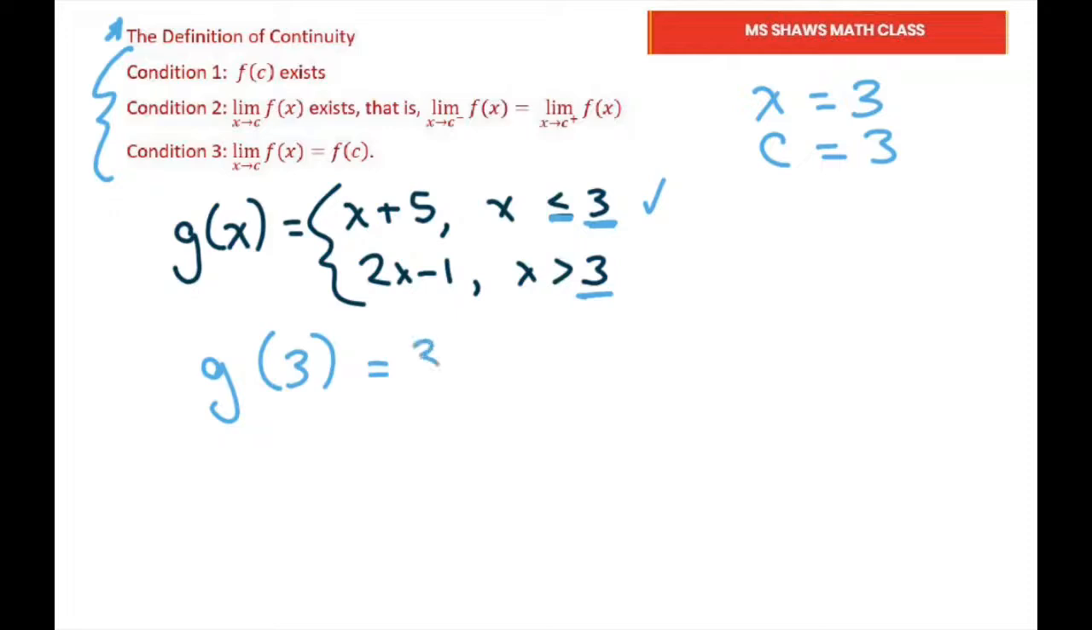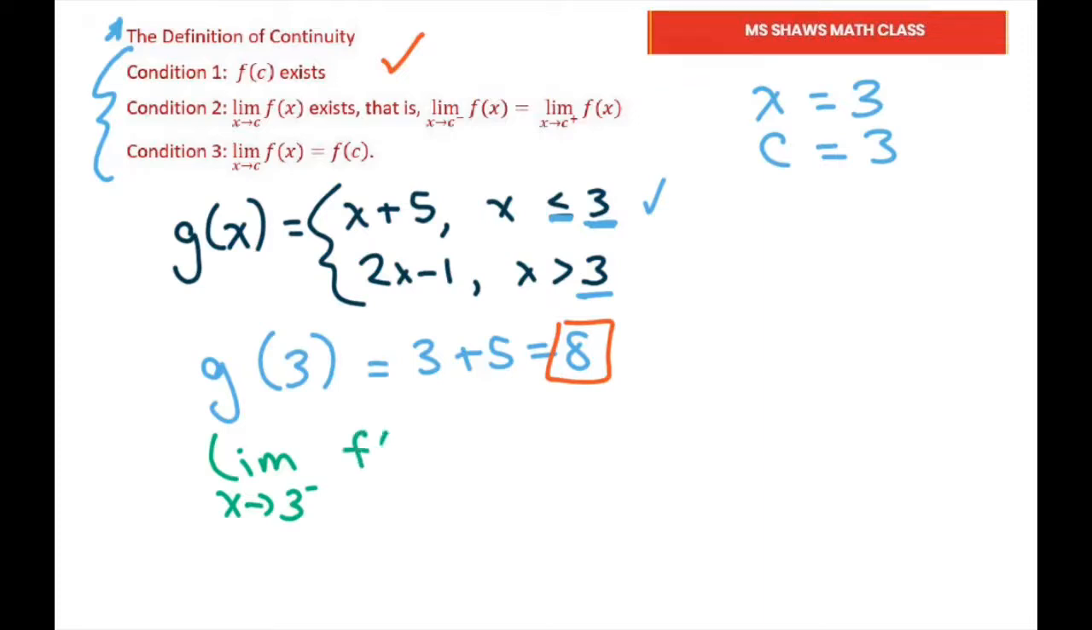So 3 plus 5 equals 8. So condition 1 is satisfied because it does exist. It equals 8. The next thing we have to do is test condition 2. That is the limit as x approaches 3 from the left. That means all numbers less than 3, up to 3, of f of x should equal all the numbers to the right of 3 as the limit gets closer and closer to 3.